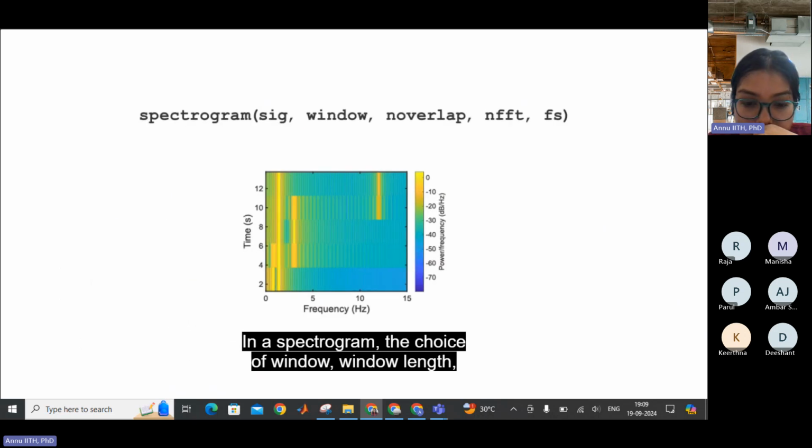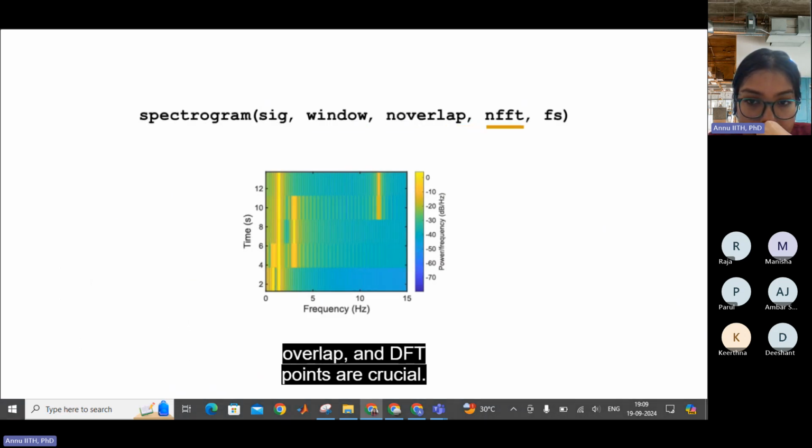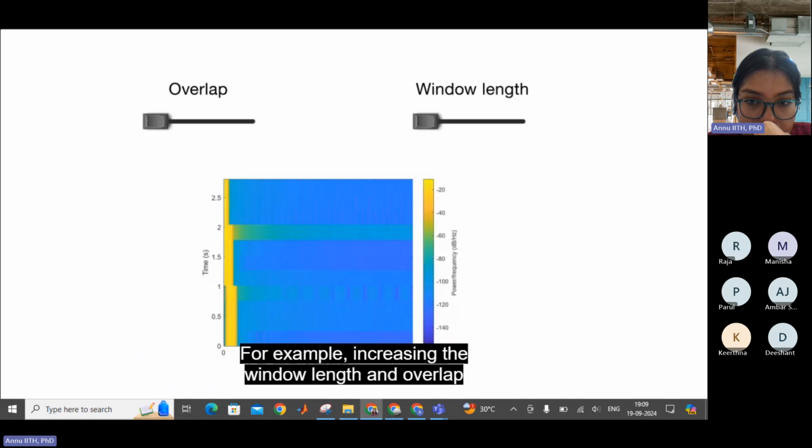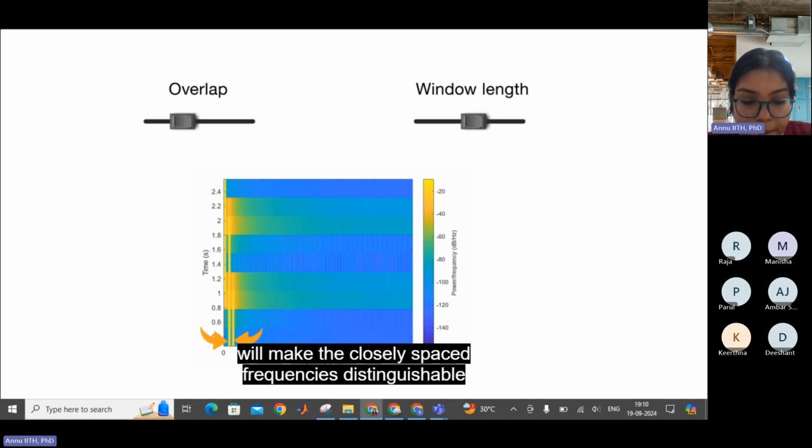In a spectrogram, the choice of window, window length, overlap, and DFT points are crucial. For example, increasing the window length and overlap will make the closely spaced frequencies distinct. Window length is what number of samples you are taking per time, and if we increase the overlap also, the frequencies become distinguishable.